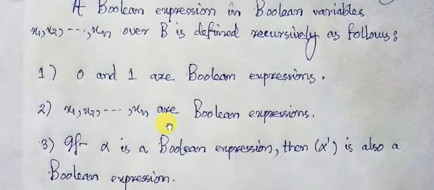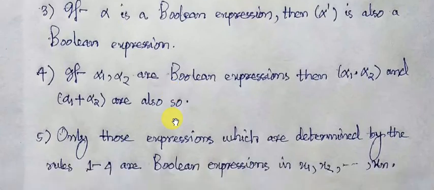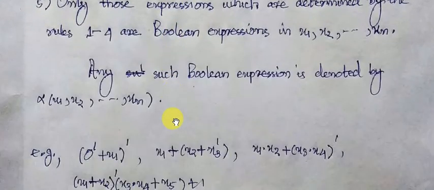And any one of the Boolean variables x1, x2, so on, xn, these are Boolean variables. Any one of these Boolean variables is also a Boolean expression. Now we shall know about this alpha Boolean expression. Let us see some examples.